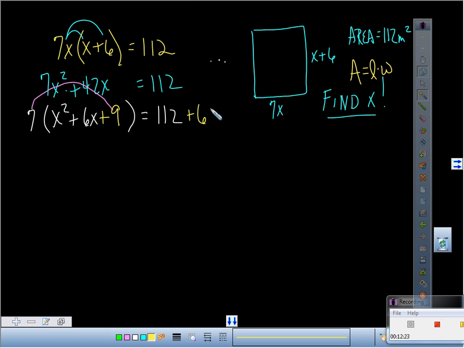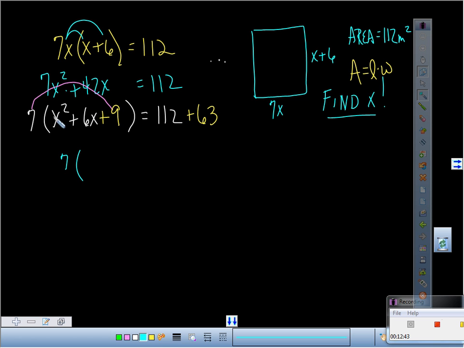Now, why am I adding it to this side? What's the rule? You do one to one side to the other. That's exactly right. Whatever you do to one side, you have to do to the other. And that way you keep them equal and balanced, and you haven't changed it. All right. So now we're going to write this as a binomial square. Don't drop your 7. You keep him out there.